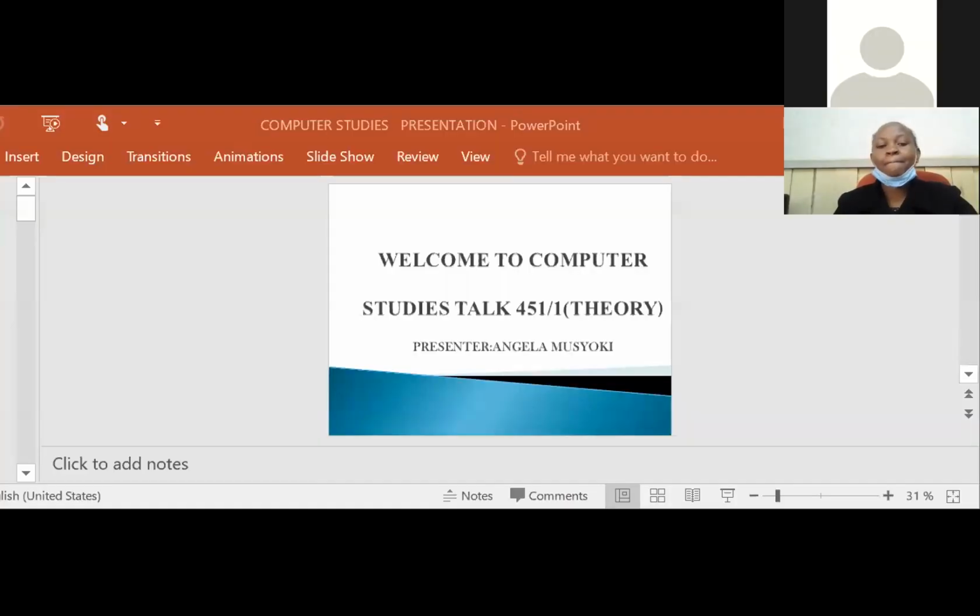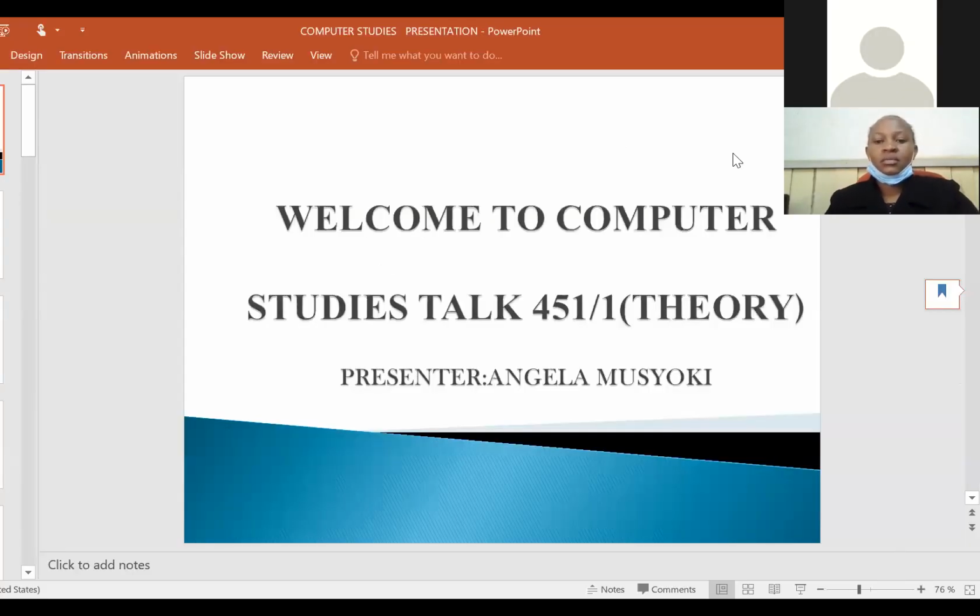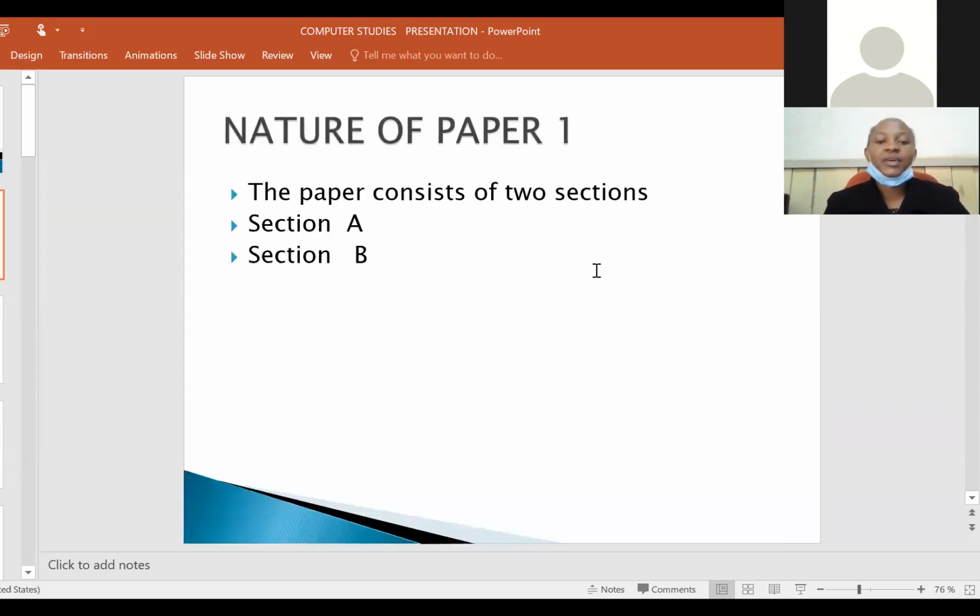So to start, we are going to look at the nature of the paper. This paper consists of two sections. We have section A and we have section B. Section A consists of 40 marks, and section B, we have 60 marks.